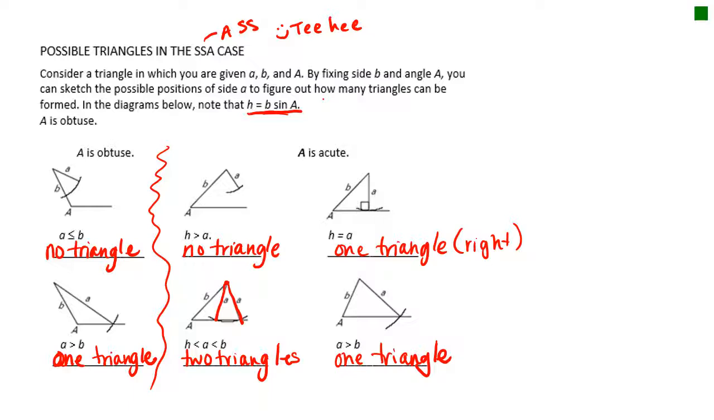All right, so we're going to do three examples. We'll talk about how, once we know if a triangle can be formed and how many triangles can be formed, we use the law of sines to find our missing sides. Again, this is for the angle-side case: two sides and then one matching angle to those sides.